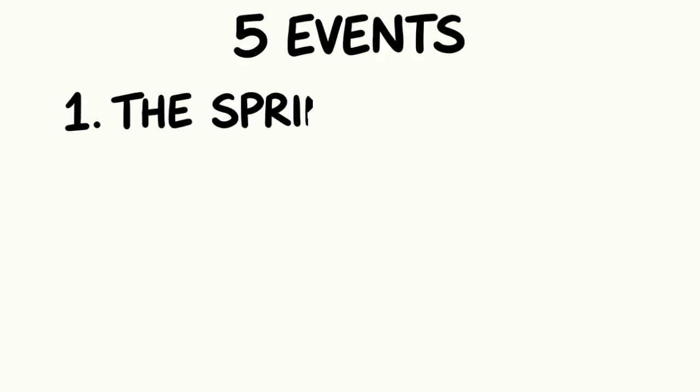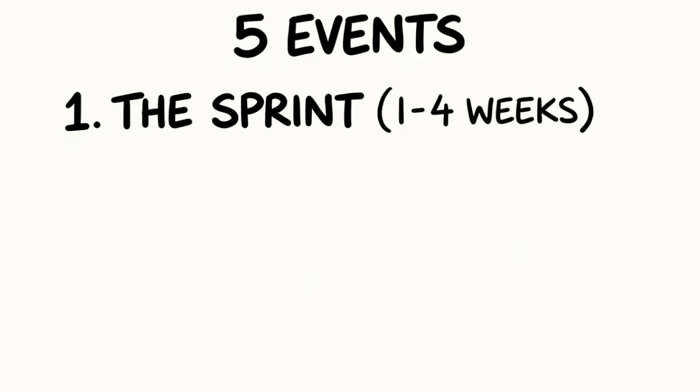Scrum runs with 5 events that create a regular rhythm. The first event is the sprint itself. A sprint is a fixed time period, usually between 1 and 4 weeks, where all the work happens.